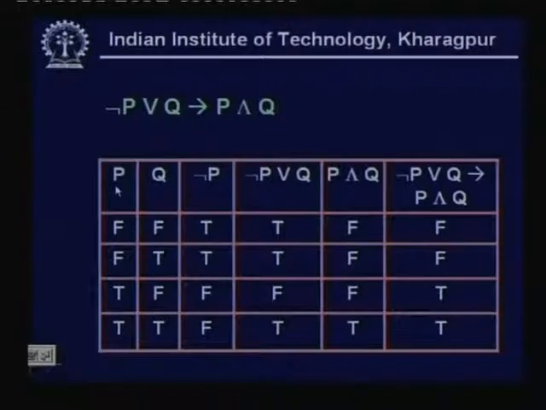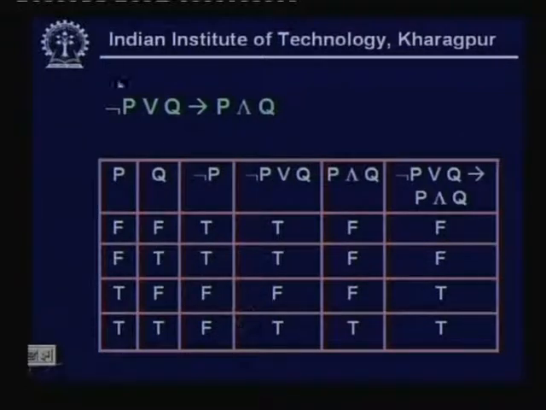Now, again we start with the standard method of enumerating the truth values of P and Q. We will have again these 4 combinations: false, false, false, true, true, false, true, true. Now, since we have got not P here, if P is false, then not P is true. We make a column for not P. P is false, not P is true. P is true, not P is false. P is true and not P is false.